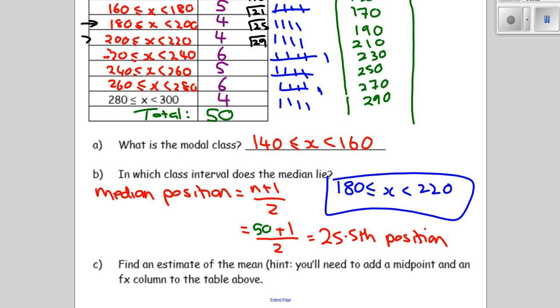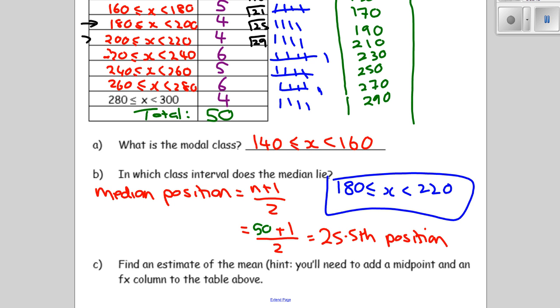Find an estimate of the mean. And the reason why we say an estimate of the mean is we don't know what the exact data values were. We just know how many were in each group. Like 4 numbers were in 200 to 220. We don't know exactly what those numbers were. So using the midpoint is a way you can estimate what the mean would have been. So you could do it by hand if you want, or you could try doing it on your calculator.